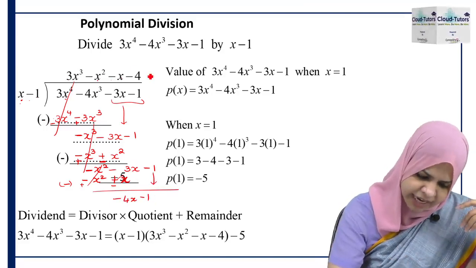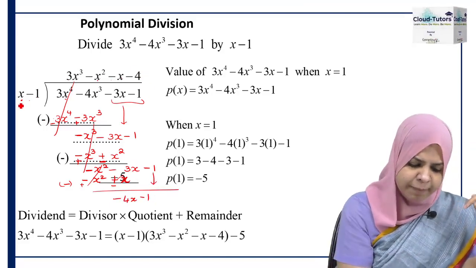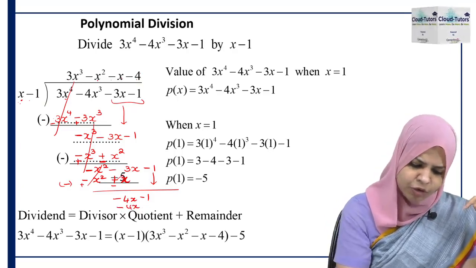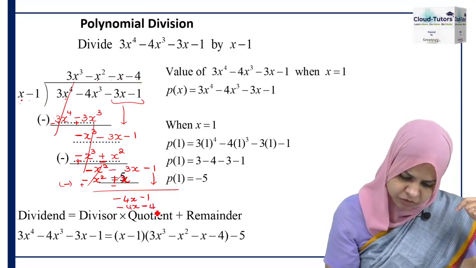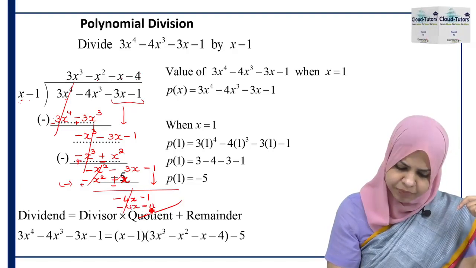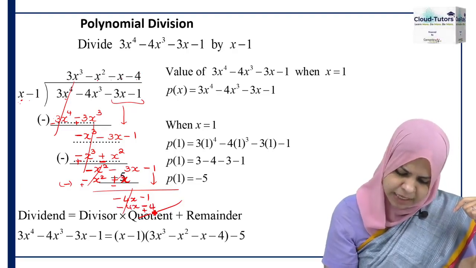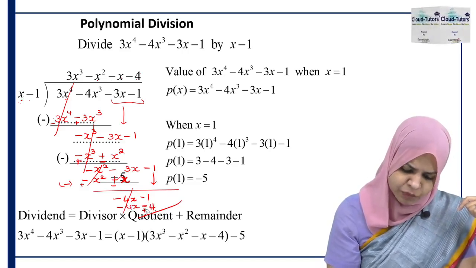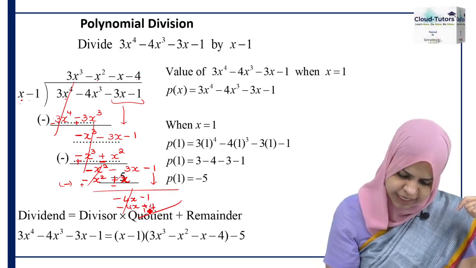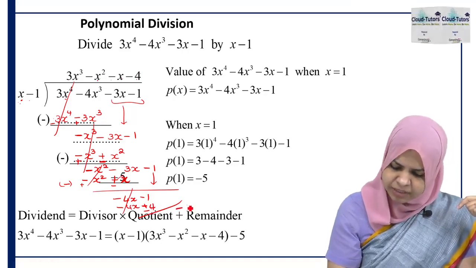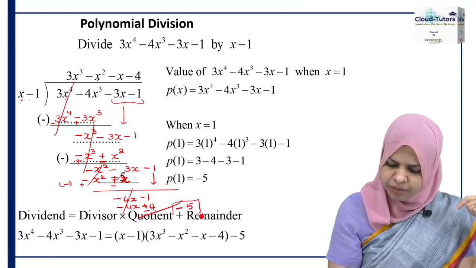Further dividing, I have to divide it with minus 4. Minus 4 into x is minus 4x, minus 1 into minus 4 is minus 4. Again, this gets eliminated, minus 1, and this becomes plus 4, and minus 4 into minus 1 is plus 4, right? And on subtraction, this becomes minus, so the remainder is minus 5.